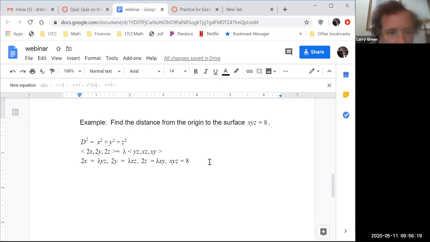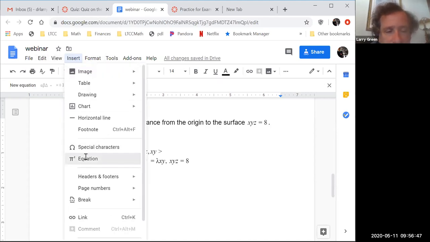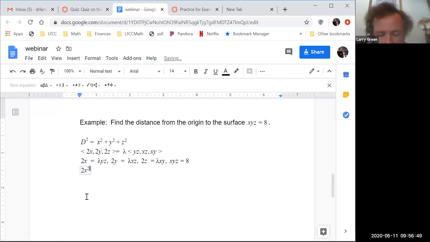Okay, and we can even do better than that. We can solve for lambda xyz. So what I can do is multiply left and right on the first equation by x, the second equation by y, the third equation by z. And then all three right-hand sides will be lambda xyz. And when I do that, I get 2x squared equals 2y squared equals 2z squared.